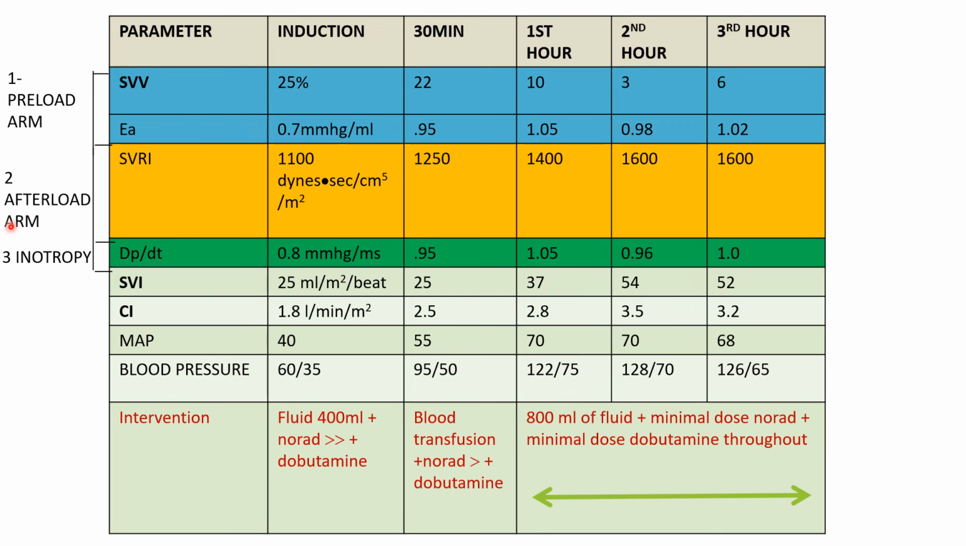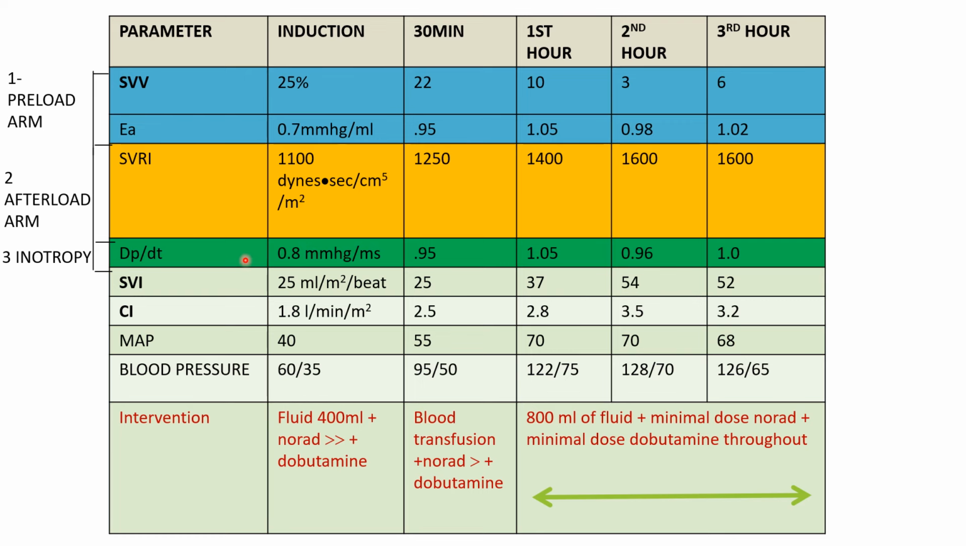Now second arm, the afterload arm, the SVRI. Now if I have a value less than 1800, I know my SVRI is low. I am vasodilated. So look at the value. It's 1100. So you can easily interpret that this patient was vasodilated, meaning he has a very low afterload. And the third thing is the inotropy part, dP/dt. I just told you a value of less than 0.9 means your patient is having low inotropy. And obviously my patient was having global hypokinesia. So the value is 0.8.